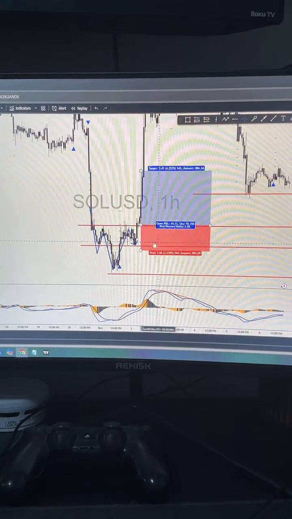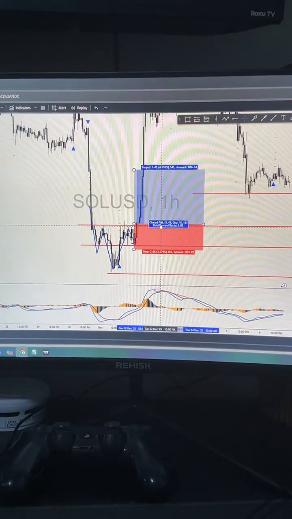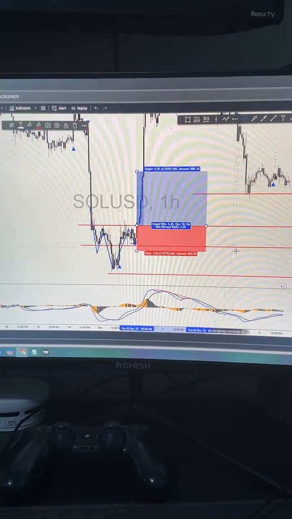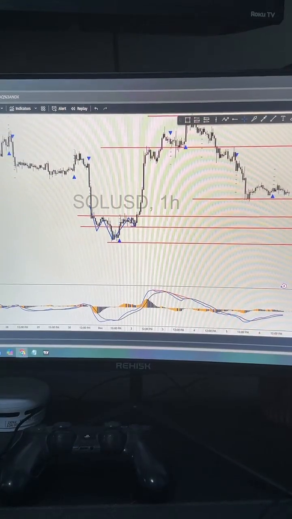You definitely could have done a 1-to-3, but you get yourself a 1-to-2 and then boom. In this particular case, you would have had your take profit in a little under 3 hours, which is good, which is pretty decent for swing trading.